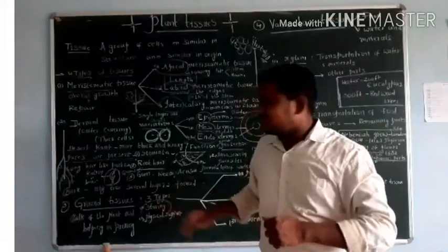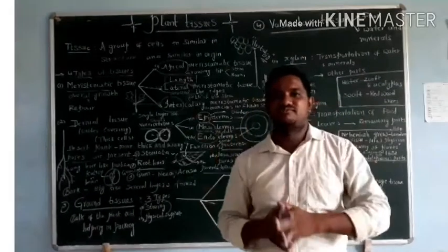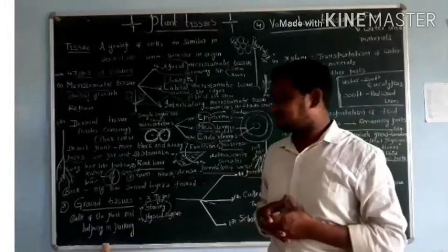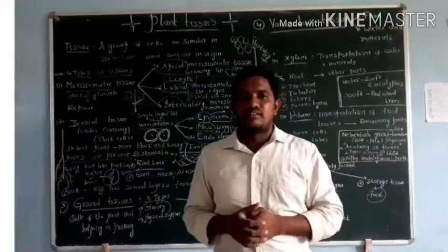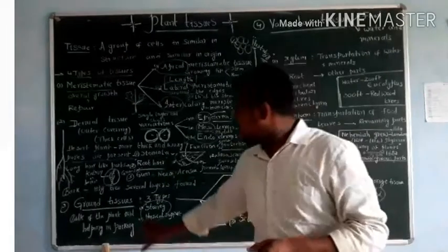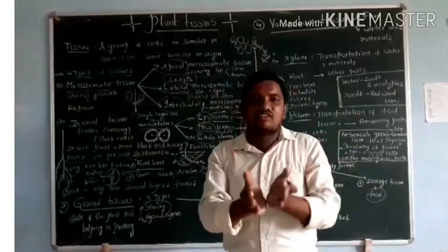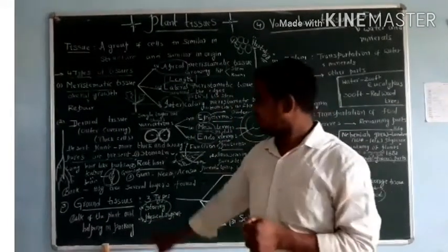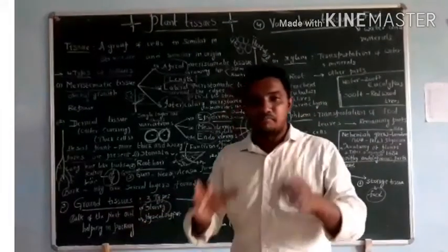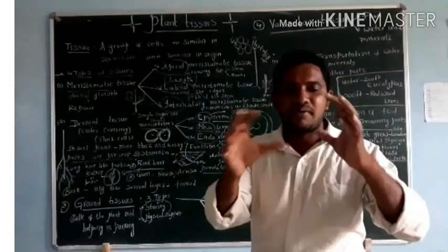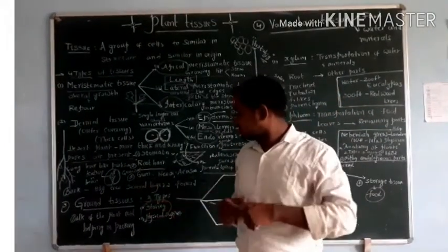Can I go to the next one? Third tissue, that is ground tissue. What is ground tissue? The tissue that helps in the bulk of the plant and in packing of substances is called ground tissue. Simply, we can remember this tissue helps in bulk of the plant body and packing of different types of substances. That is called ground tissue.